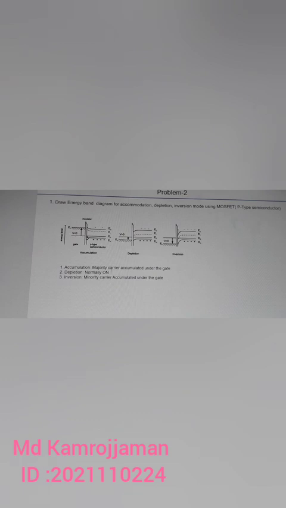For accumulation, this is the insulator, this is the p-type semiconductor. This is for accumulation, depletion and inversion. Accumulation: majority carriers accumulated under the gate. Majority carriers accumulated under the gate. Then depletion is normally on. Then inversion: minority carriers accumulate under the gate. Same as accumulation, this is the majority. This is the minority. Minority carriers accumulated under the gate.